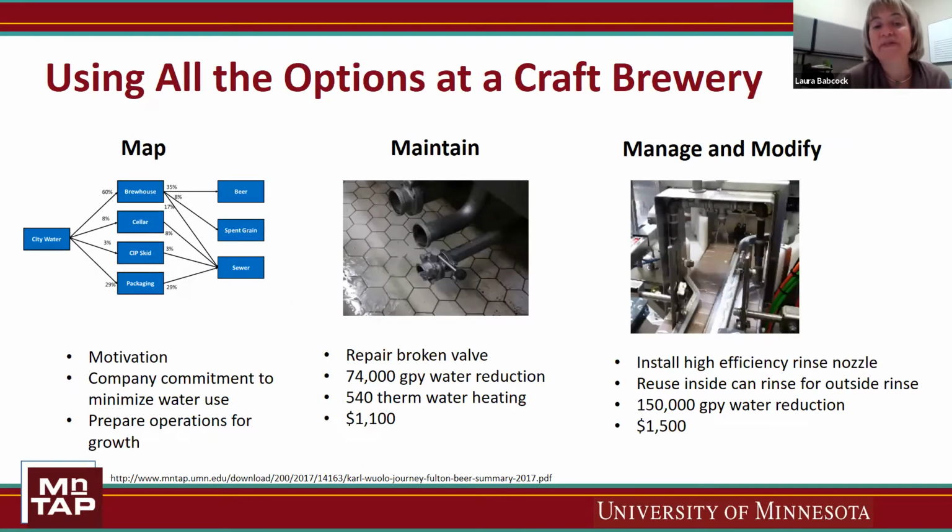This is a craft brewery. They did everything. They mapped their water to figure out where it was going and how they were using it. They found some broken equipment that they could maintain and fix and decrease their water that way. And then they were able to really reconsider how they were using their water by installing some efficient rinse nozzles and reusing some of the water that was used for inside the can washing, so that they could capture that and then use that same water to rinse the outsides of cans after production. So they really took this to heart.